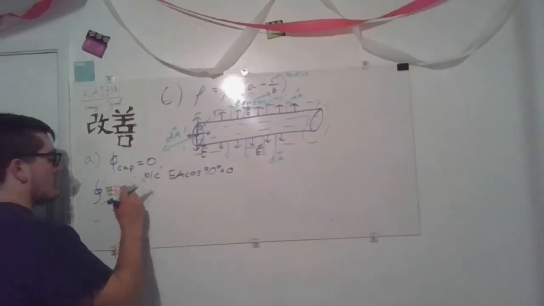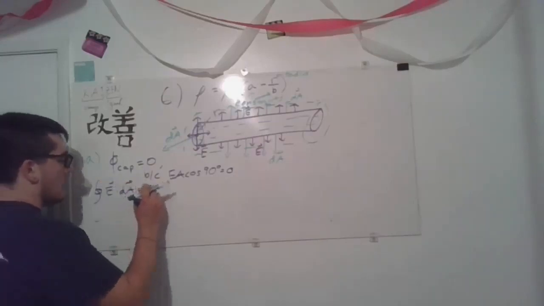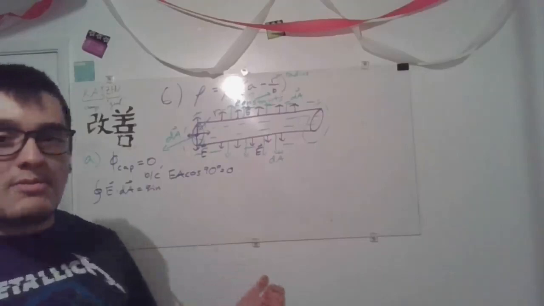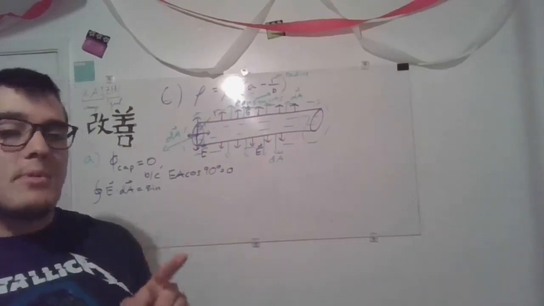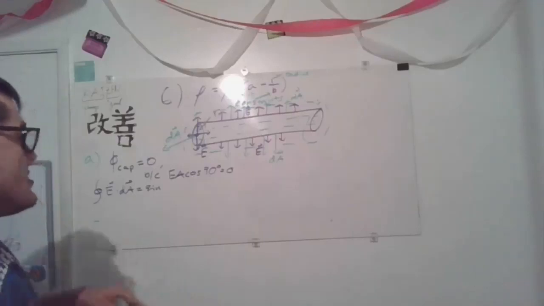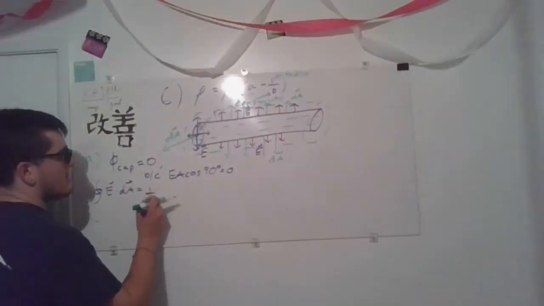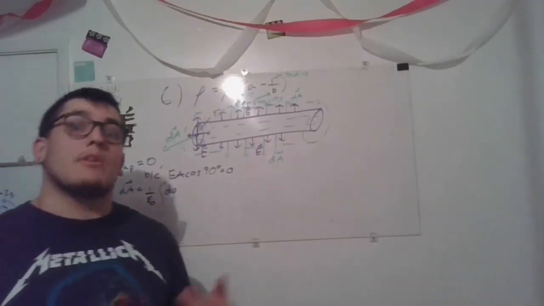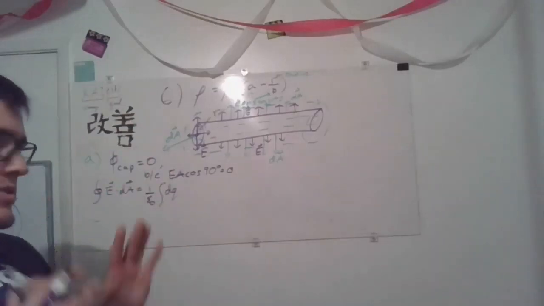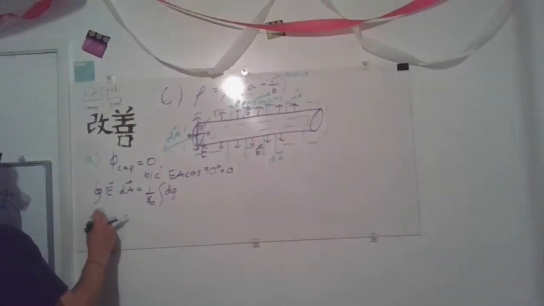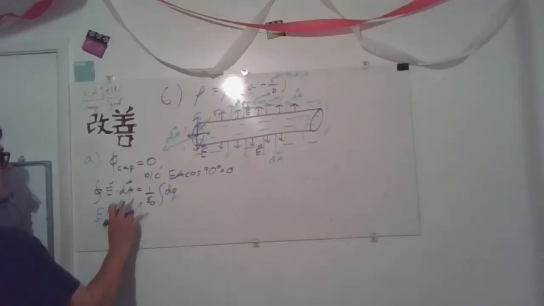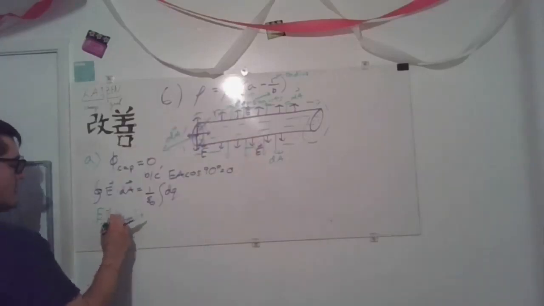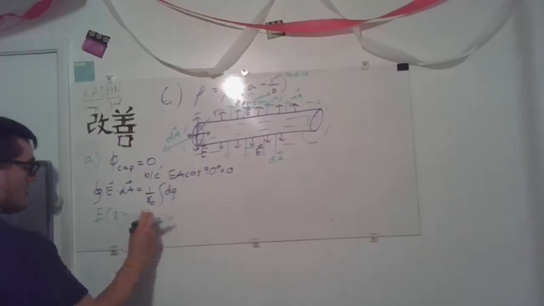E dot dA equals Q enclosed over epsilon naught. Now, some of you I see write Q enclosed for a non-uniform problem. That's okay, but you have to remember that you're going to integrate. So my recommendation is always just write it as 1 over epsilon naught integral of dq. That way you're reminding yourself, oh, this is non-uniform, I should integrate. From there, where's the contribution of E? Along the lateral surface area. So this is going to be 2 pi r L.